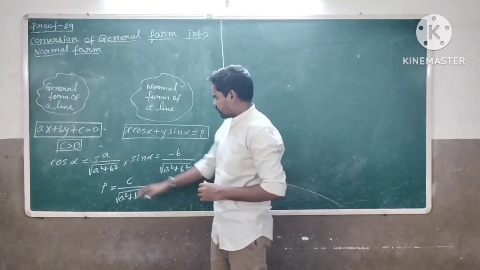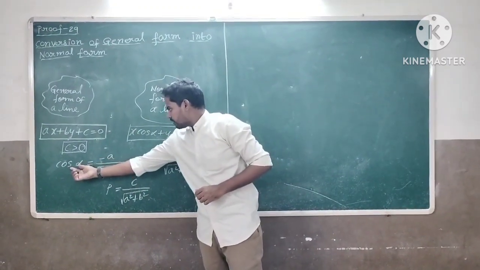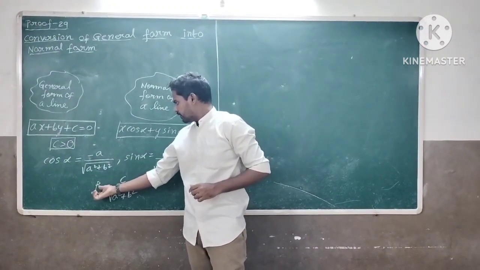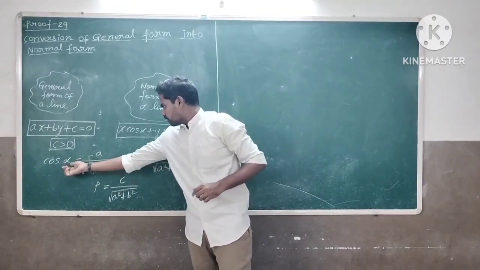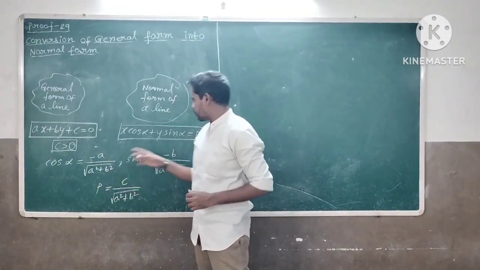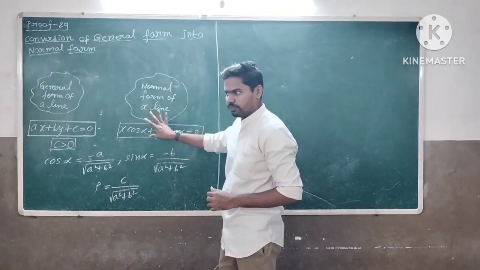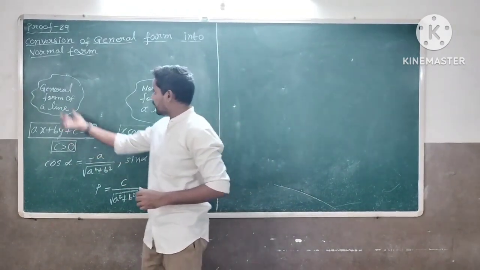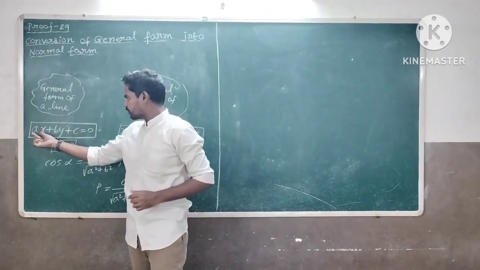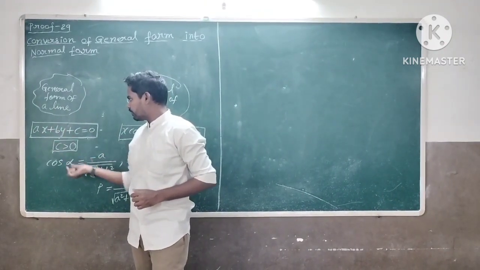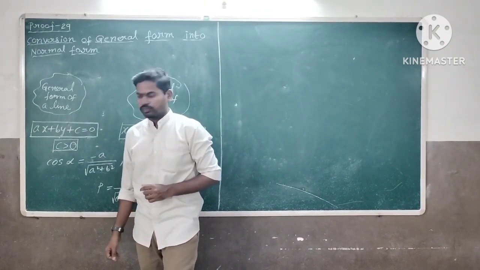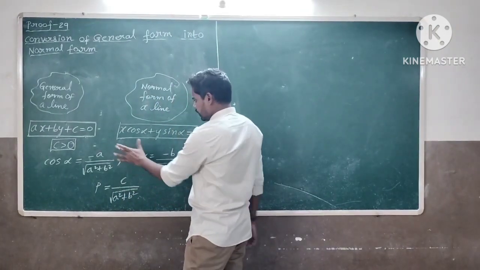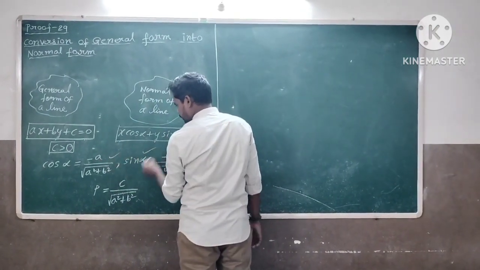So here cos alpha, sin alpha, p are the parameters related to the normal form of a line, the equation of the normal form of a line. And a, b, c are related to the general form of a line, where a is the coefficient of x, b is the coefficient of y, and c is the constant. So let us establish the relationship between these three quantities.